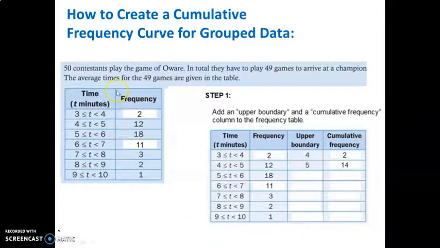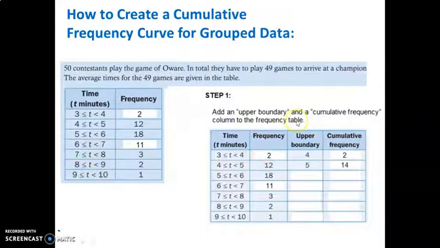So what this situation represented is this: 50 contestants playing a game called Oware. This is an old African game. In total, they have to play 49 games to arrive at a champion. Their average times for the 49 games are given in this table. Okay, so that's what these times represent, the average time it took to play one game. So for example, we can see there was only 2 games that were played between 3 and 4 minutes, but 12 games that took 4 to 5 minutes, 18 games took 5 to 6 minutes, and so on and so on. And then very few games took more than 7 minutes, let's say.